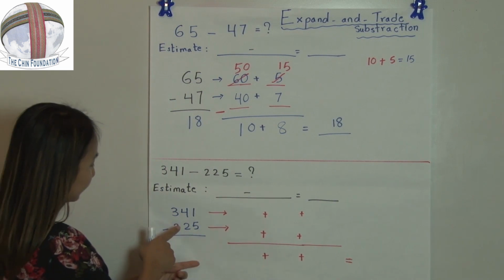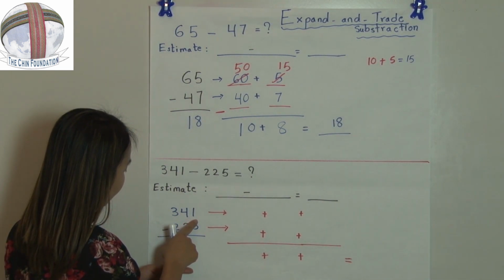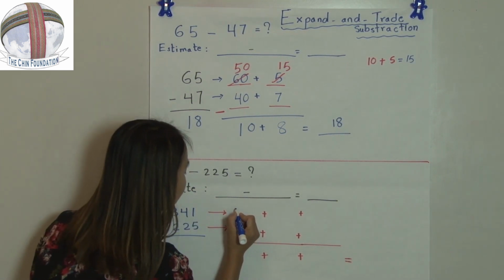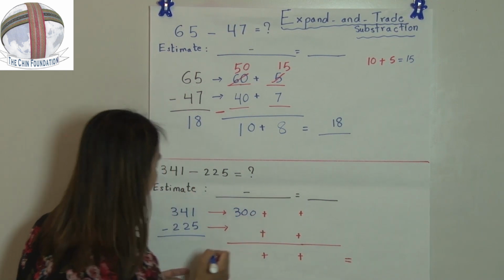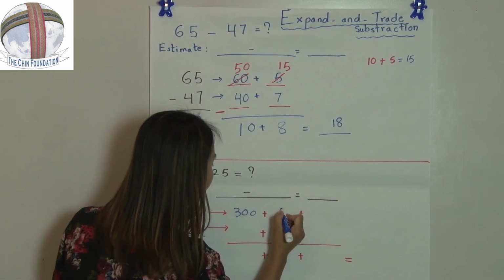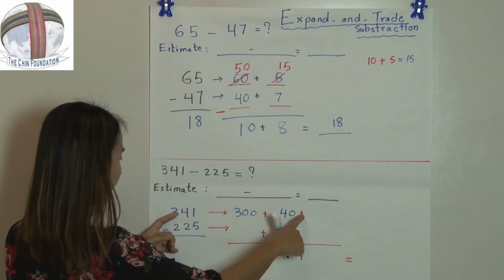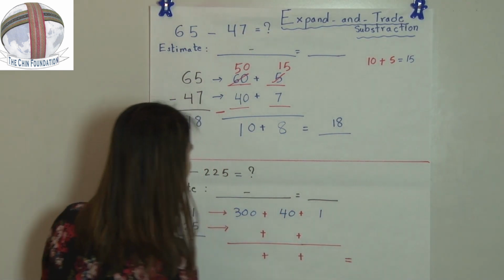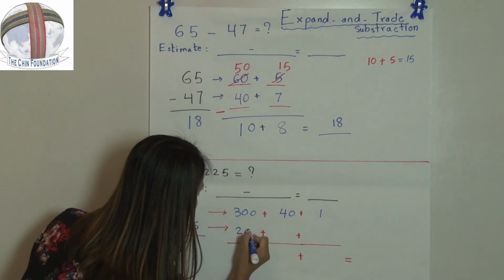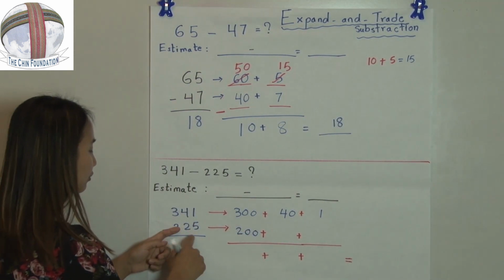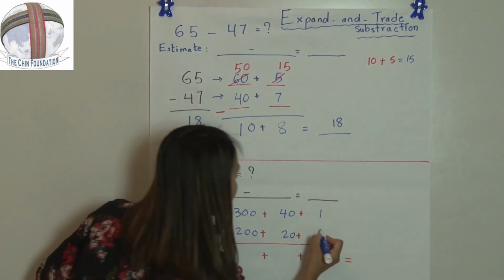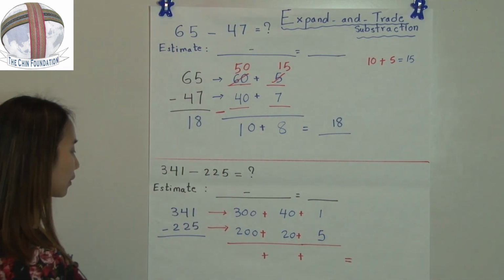Okay, 341. This 3 really means 300. 300 plus this 4 really means 40, plus 1. Okay, this 2 means 200. This 2 really means 20. This 5 means 5. Okay.